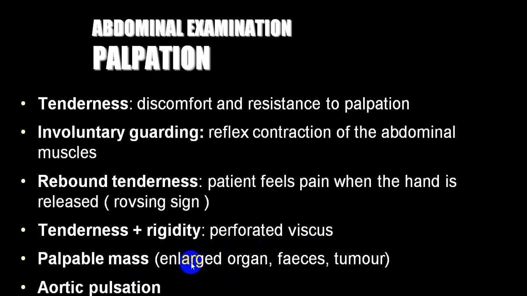Palpable mass may be because of an enlarged organ. If we are able to identify it, we mention hepatomegaly or splenomegaly. If we are not able to identify, we usually use the word mass. And then you have to give a description: site, size, shape, surface, consistency, color of the skin, movement, etc. All those things you will have to mention.